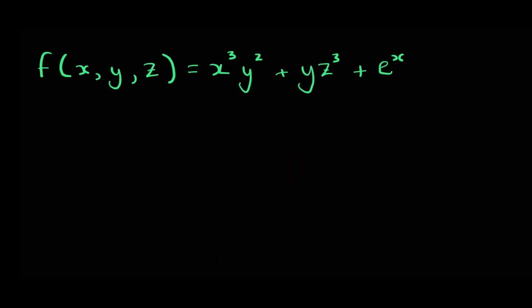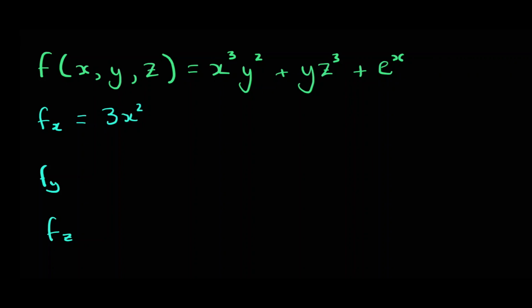Alright, now let's try this one with 3 variables. So this time it's f of x, y, and z. So because it has 3 variables, it's going to have a partial derivative with respect to x, y, and z as well. To get f subscript x, we need to differentiate with respect to x and treat y and z as constants. So for the first term, using the power rule, we can take the power of 3 on the x and bring it out the front to multiply everything by 3.